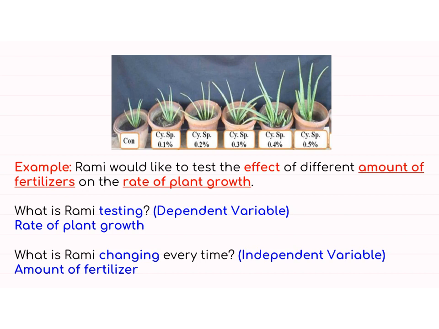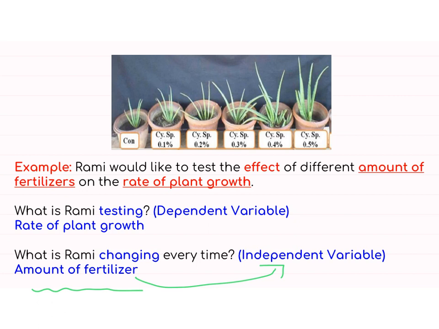Okay? So, what is Rami changing every time? Because Rami in this case is the scientist, Rami every time is changing the amount of fertilizer. So because Rami is every time changing the amount of fertilizer, the amount of fertilizer will be considered what? The independent variable. And what Rami is measuring is the change in the rate of plant growth.